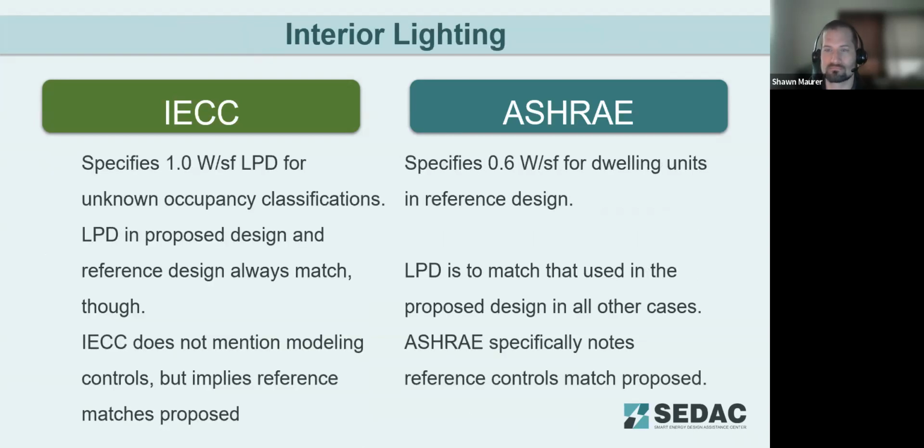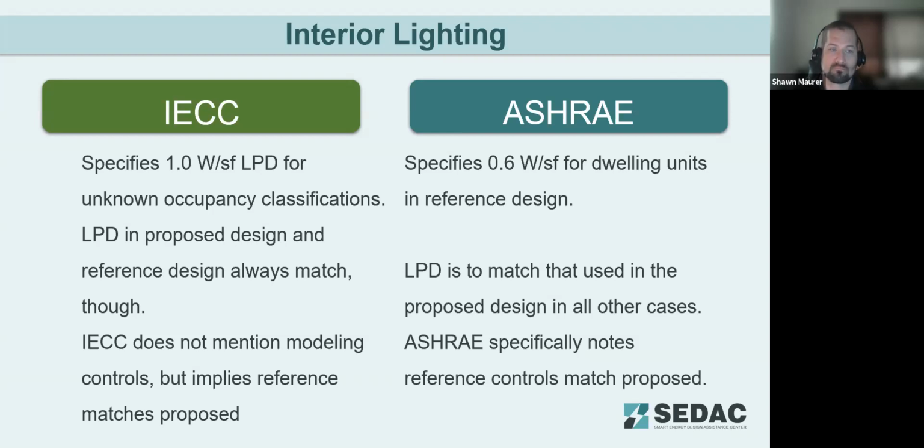Moving on to interior lighting requirements. For the IECC, if you have an unknown occupancy classification, it's going to specify in the model you have to have a 1 watt per square foot lighting power density if you don't know what that space classification is going to be. Typically, you see this for strip malls where you don't know if it's going to be a store that might have refrigerated equipment in it or a clothing shop or something like that. Might impact the difference in those lighting power densities.